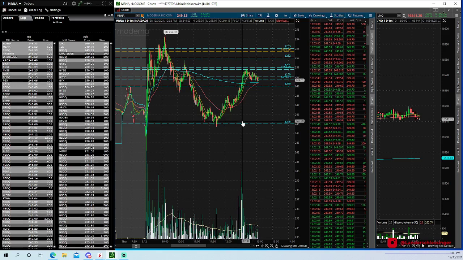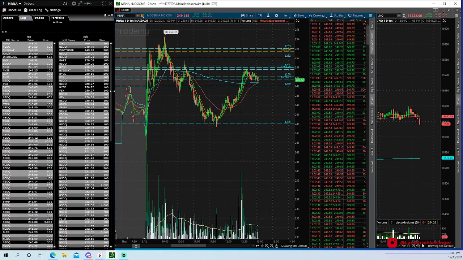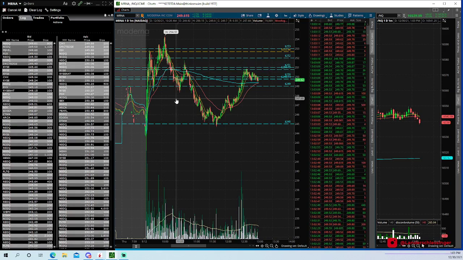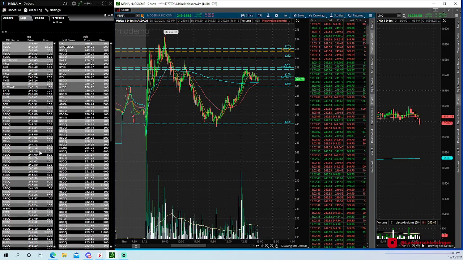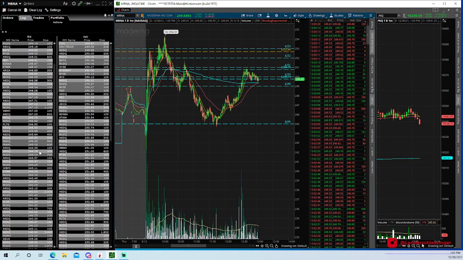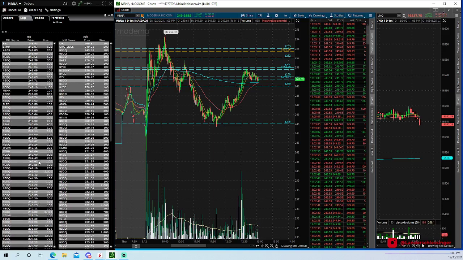We want to find the level first. And then once we have the level, we want to look on the level 2 at how strong that level actually is. Let's say, for example, 245. Let's see what levels we got going on. All right, let's say 240 right here, right?